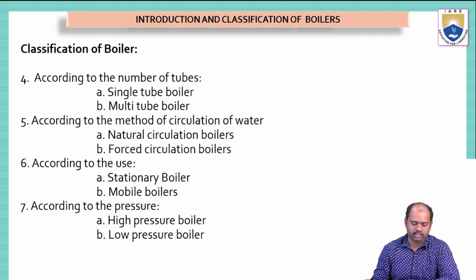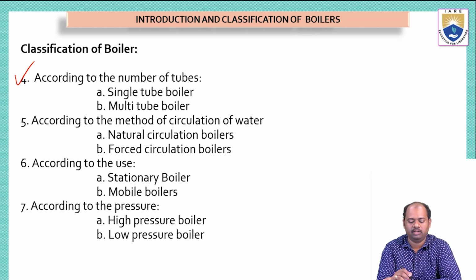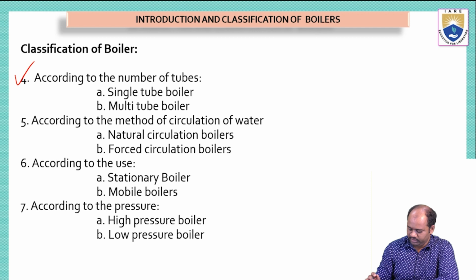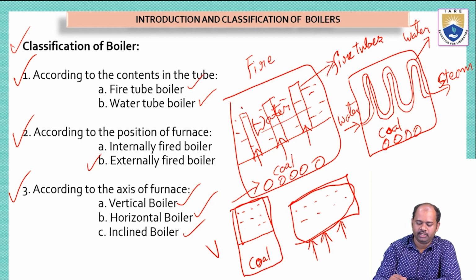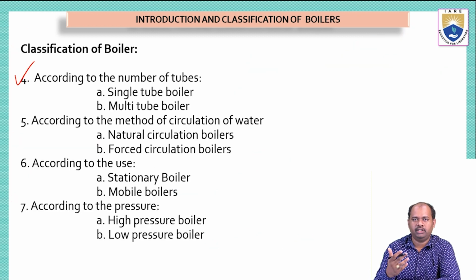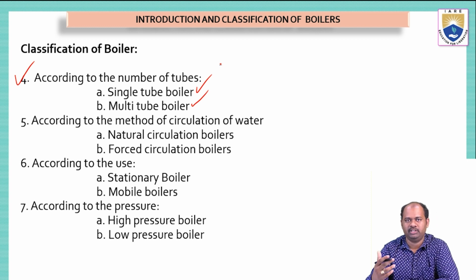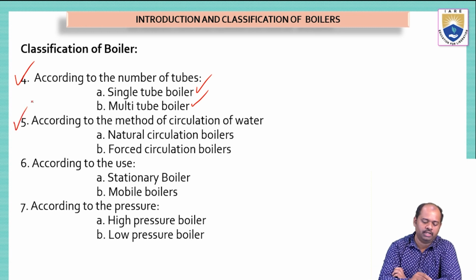Next, we'll see another type of classification, according to the number of tubes. In the previous slide, we have seen fire tube and water tube boilers, which have tubes. When we have more than one tube, it is called a multi-tube boiler. If there is only one tube inside the boiler which conducts the heat from hot gases to the water, then it is called a single tube boiler. If it is more than one tube, then it is called a multi-tube boiler.